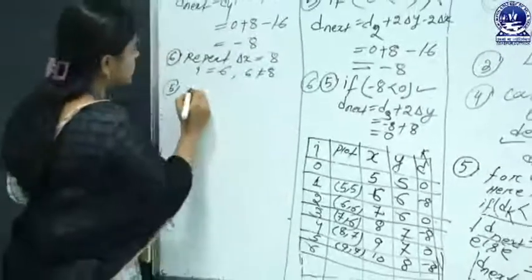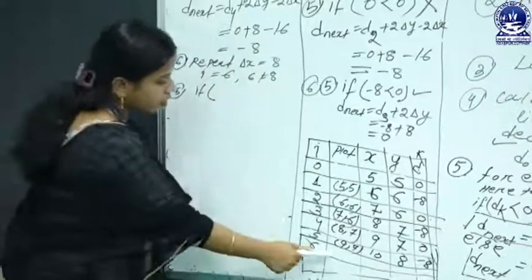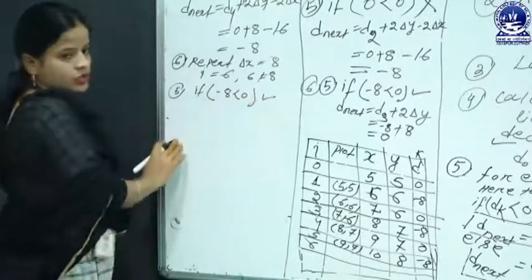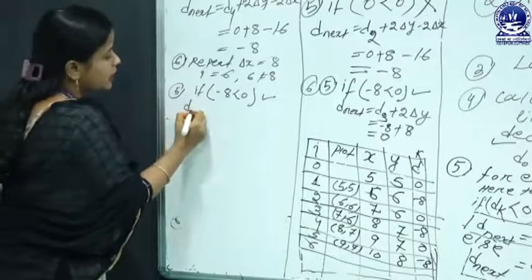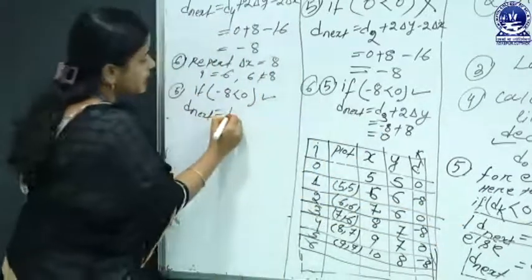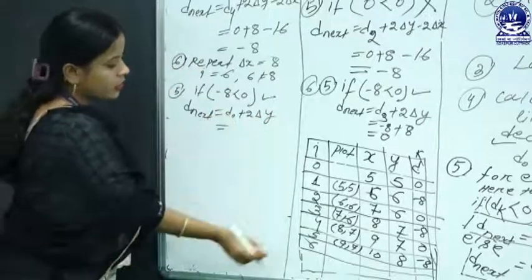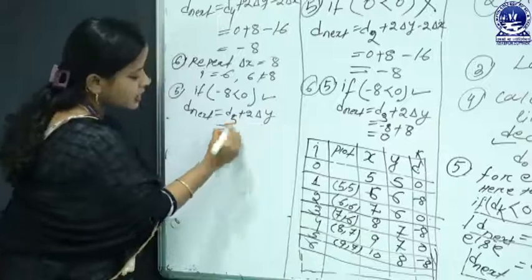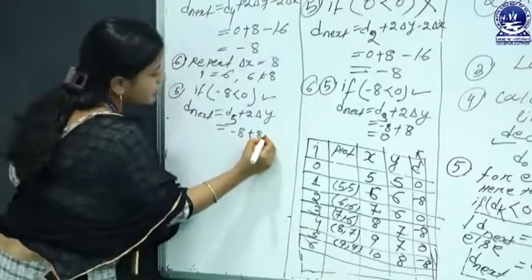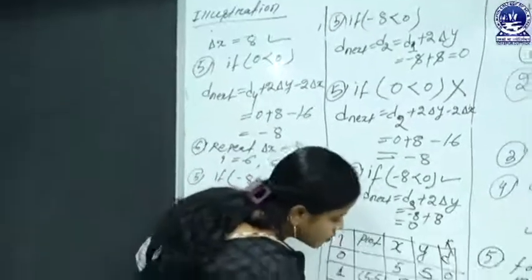So again it checks if dk, that means the previous decision variable. Here the previous decision variable is minus 8. Is minus 8 less than 0? Yes, the condition is true. If the condition is true, then it finds the next decision variable. The d next decision variable is d0 plus 2 delta y. That means here d0 is the previous decision variable, that's d5. So d5, that's minus 8, plus 2 delta y, that's positive 8. That means here again the next decision variable value comes out as 0.